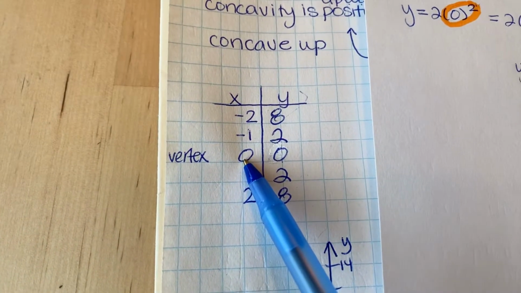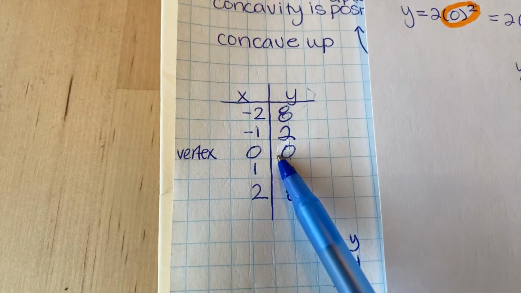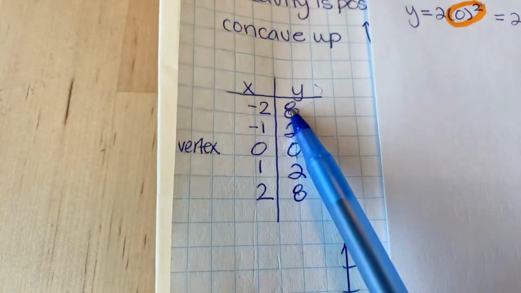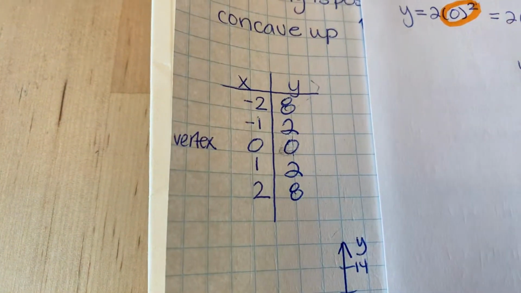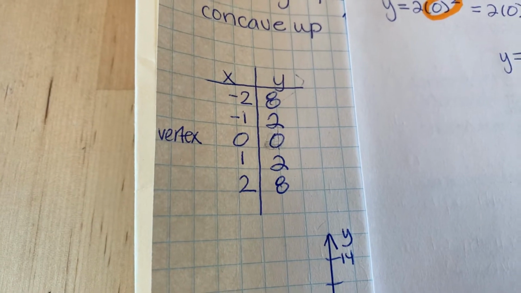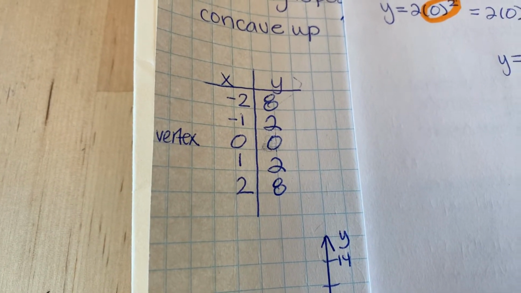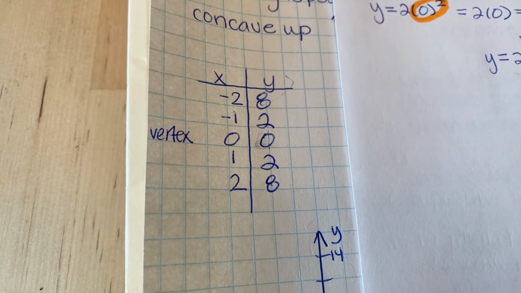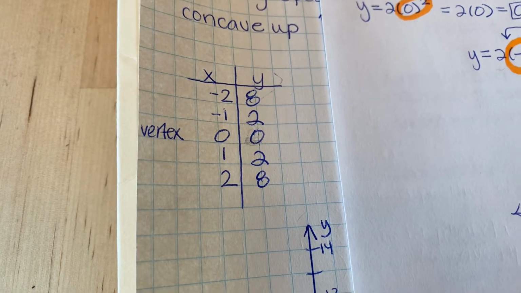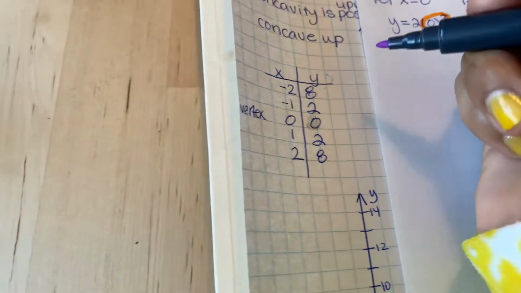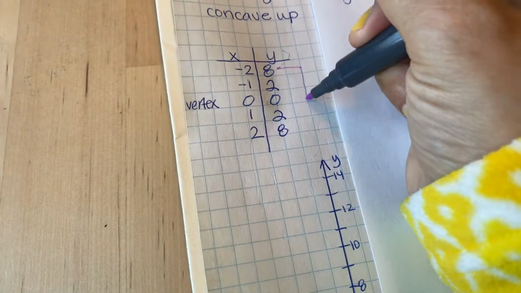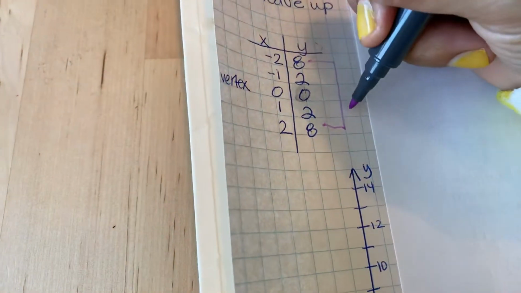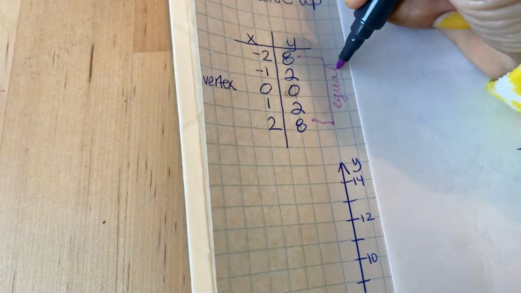And for right now, we're doing easy problems, so the vertex will be 0, 0, right? It is not coincidental that our 1st and our 5th are the same, and our 2nd and our 4th are the same. Notice, these 2 are equal, or the same value.